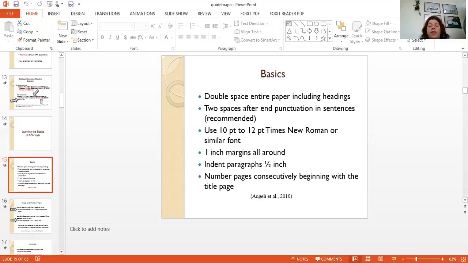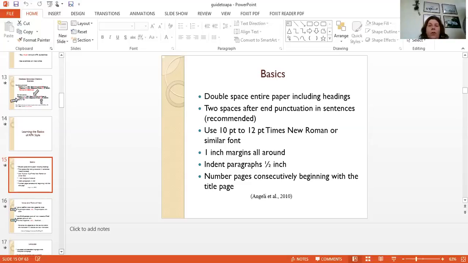Paragraphs should be indented an additional 1/2 inch from that 1-inch margin. Now again, Word will do this for you. So if you go ahead and hit your tab key, it does the indent, and you're ready to go ahead and start typing.